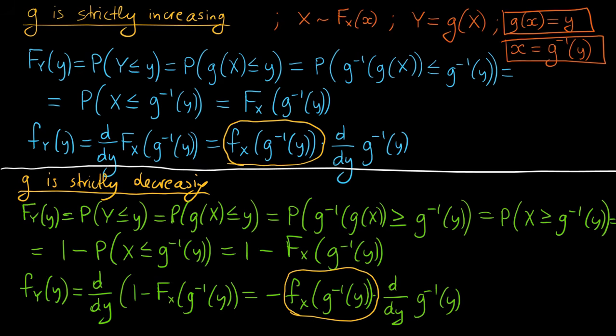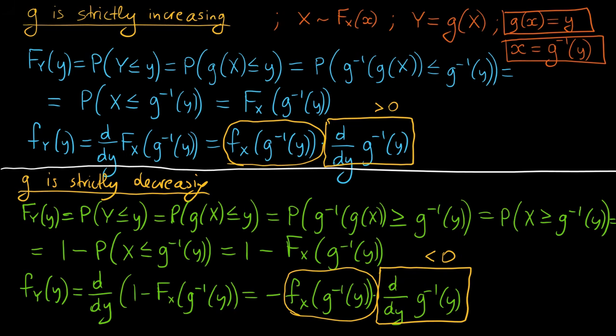Now in the top case here, because g is strictly increasing, g inverse is also strictly increasing. Therefore, this d dy of g inverse of y will be greater than or equal to 0. In the bottom case, because g is strictly decreasing, g inverse is also strictly decreasing. Therefore, this d dy of g inverse of y will be less than or equal to 0. But notice that there's a negative sign up front here, and the two negative signs will combine to give us a positive sign. So in both cases, whether g is increasing or decreasing, we get an expression that is non-negative.